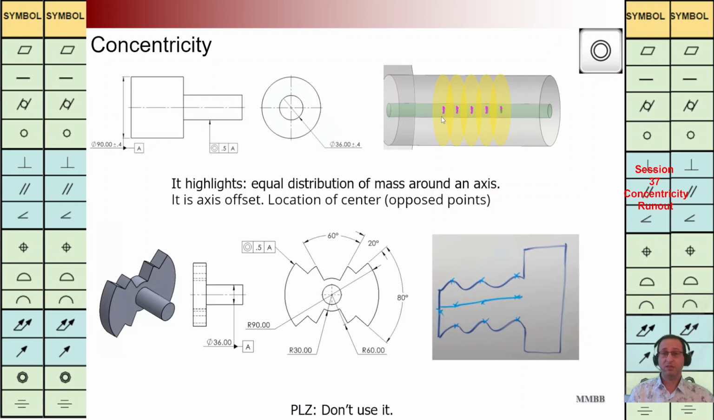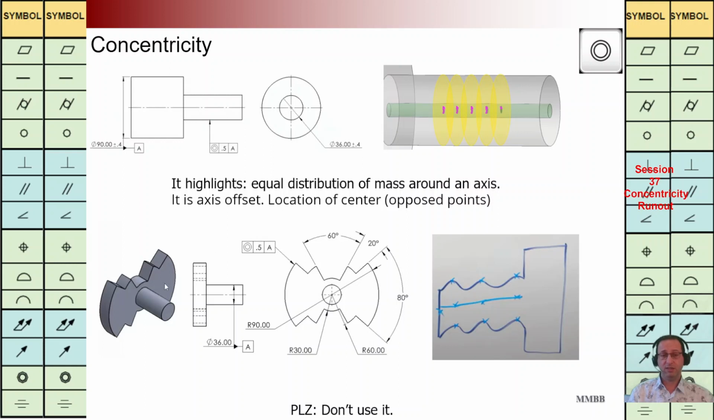And it is time consuming and it is not easy to calculate that one. That's why, based on ASME 14.5 2018, we should not use concentricity symbol anymore. It is really good to find the mass distribution.